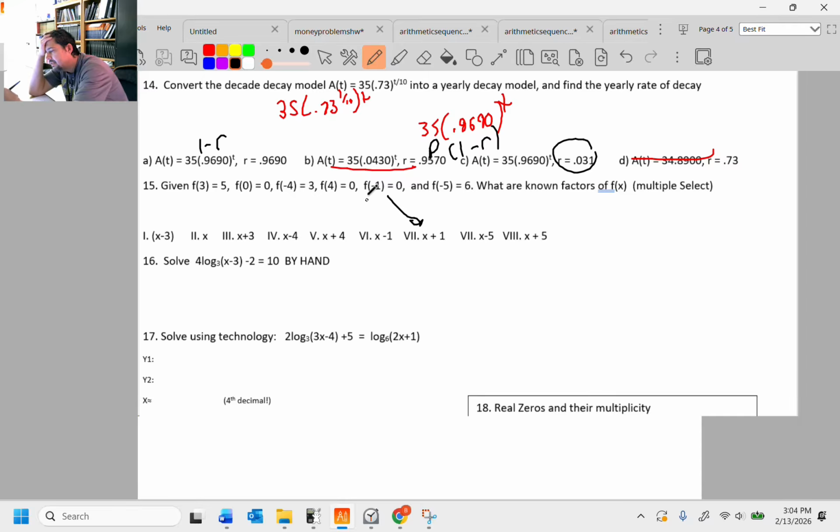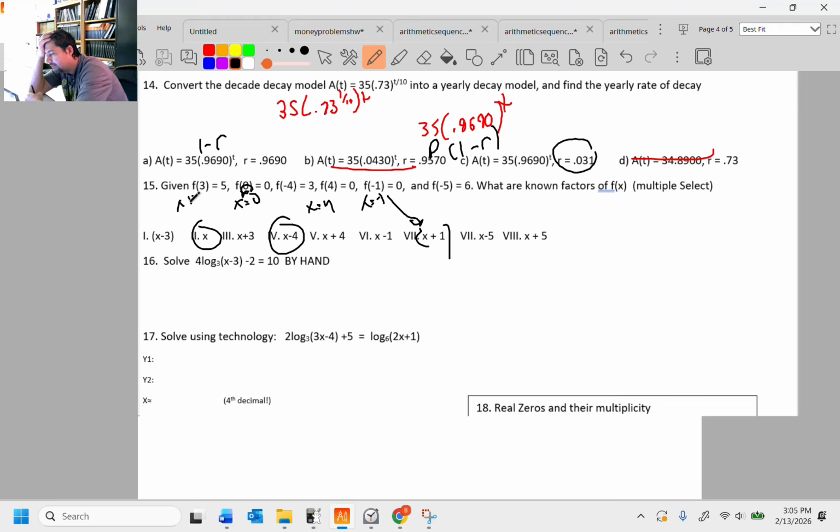What happens? This says x is -1. If it becomes a factor, you change the sign. This says x is 4. If it becomes a factor, you change the sign. This says x is 0. That's what that is. Because if you move the 0 over, you're just x.